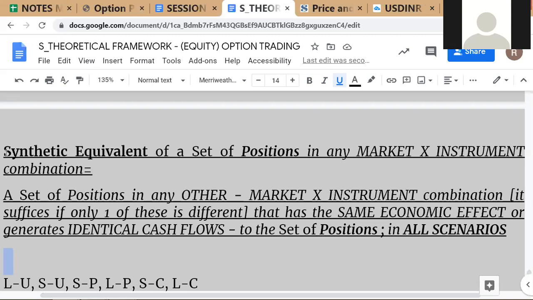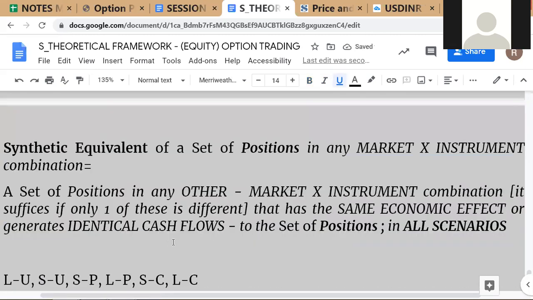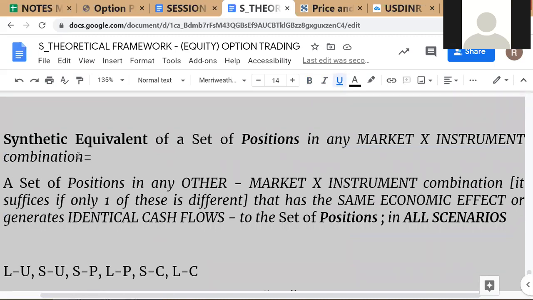So here we're talking, this underlined stuff keeps coming up. All right. So we're talking about a synthetic equivalent. That refers to a set. Equivalent means it's equal to something else, so that something else is a set of positions in any market instrument combination. Now we're saying the synthetic equivalent is a set of positions in any other market instrument combination. Only one of these can differ, either market or instrument, and that has the same economic effect or generates the identical cash flows to the set of positions in all scenarios. So this is the technical definition of synthetic equivalent.